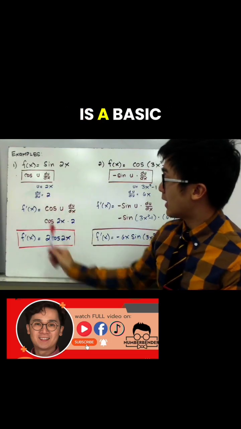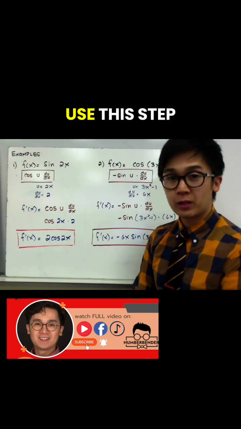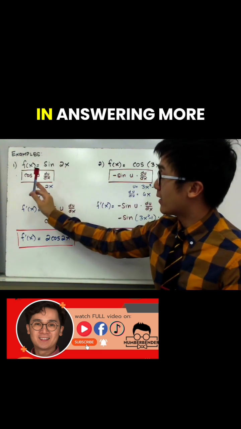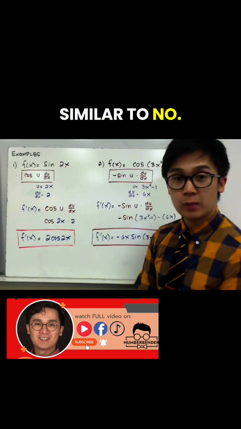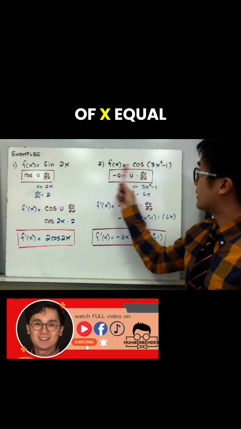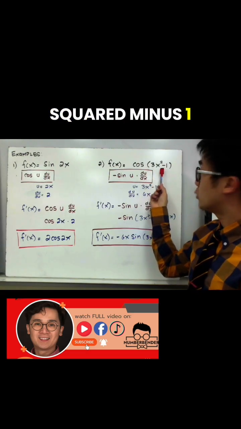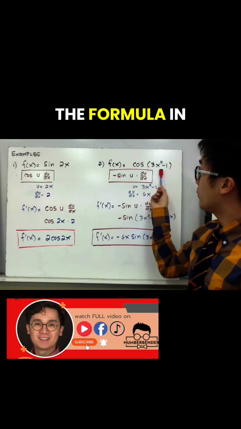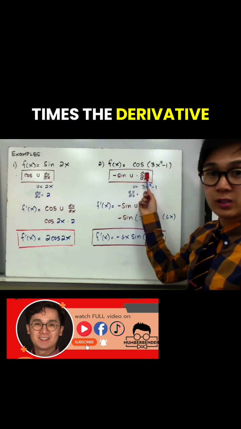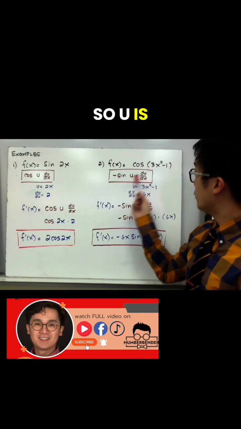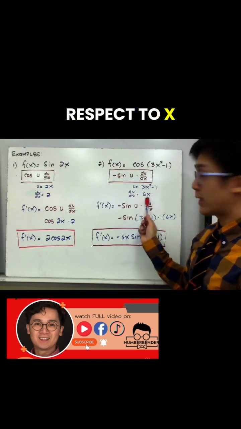That one is a basic derivative problem in calculus, and we're going to use these steps in answering more complex trigonometric functions similar to number 2. In number 2 we have f of x is equal to cosine of 3x squared minus 1. We know that 3x squared minus 1 is our u, and the formula for the derivative of cosine is simply negative sine u times the derivative of u with respect to x. So u is 3x squared minus 1, and the derivative of u with respect to x is 6x.